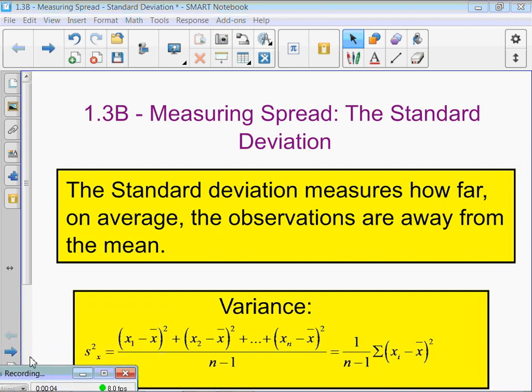All right, you guys, so what is the standard deviation? And you should write this down because you're going to have to interpret the standard deviation. It's how far, on average, the observations are away from the mean. Okay, the average distance away from the mean.